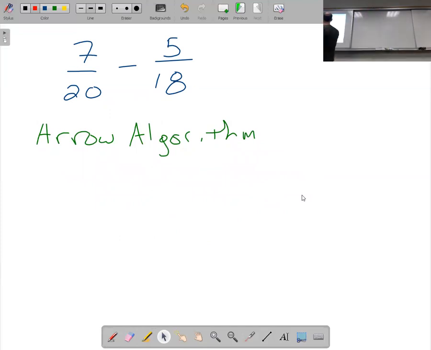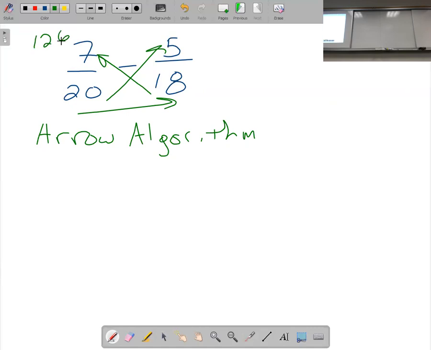All right, so I'm going to try the arrow algorithm first. Everyone got one shot at an answer? Okay, so let's see if we get our answers right. So the arrow algorithm, I've got to do my cross multiplying and my side multiply there. 7 times 18 is 70 plus 56, which is 126.